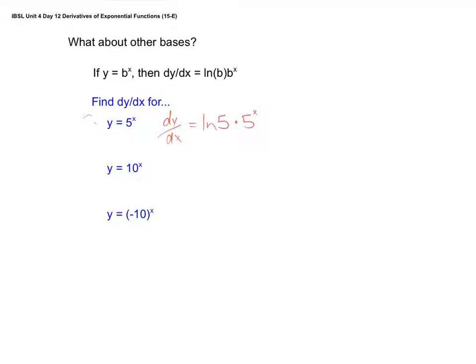That's it? That's it. Do we need to simplify it anymore or no? Nope, that's it. So the second one would be ln 10 times 10 to the x. Yep, ln of 10 times 10 to the x.